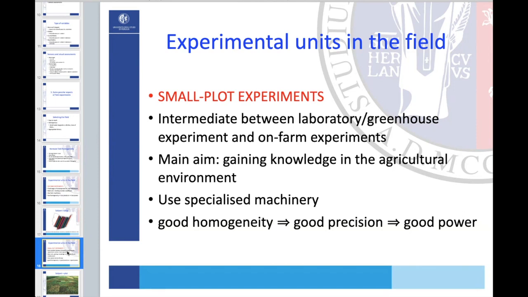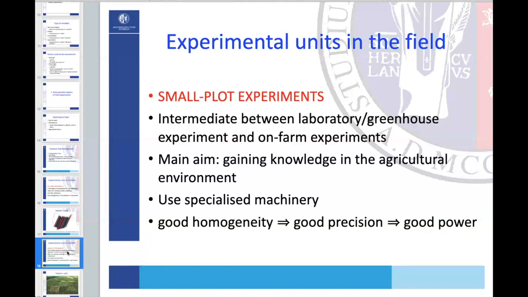In this case, the aim is not to appreciate whether a technique is convenient in farm condition. We want to gain knowledge, but we want to gain such knowledge in the agricultural environment, so in the natural environment. The plots are rather small, so we use specialized machinery. And by using this machinery, we achieve good homogeneity, good precision, and good power. So if we have good power, we can likely discover significant differences.